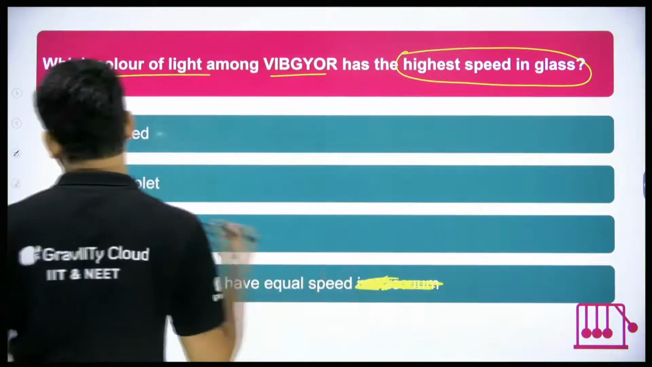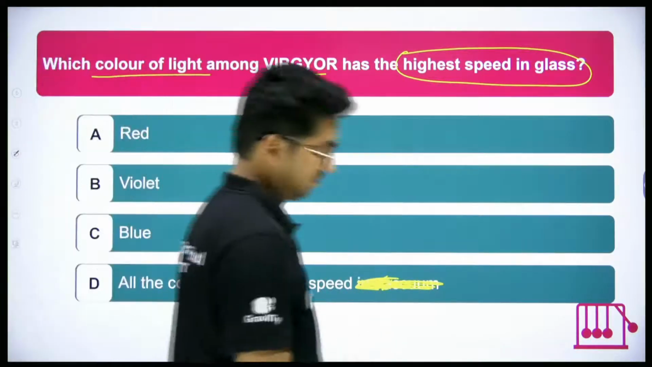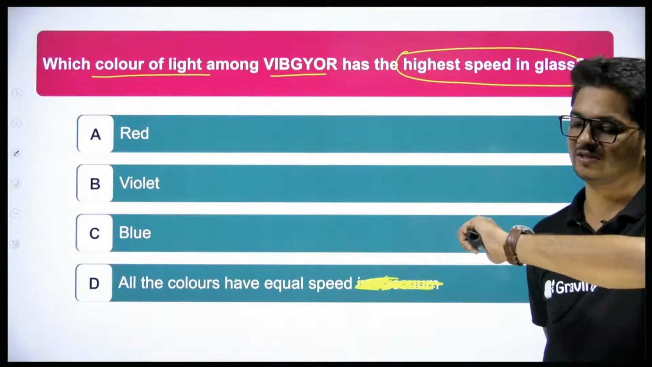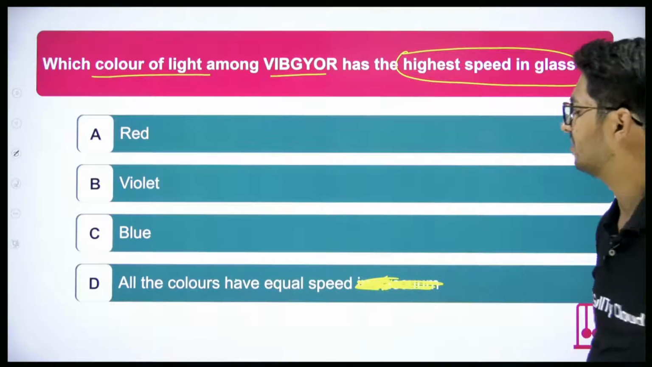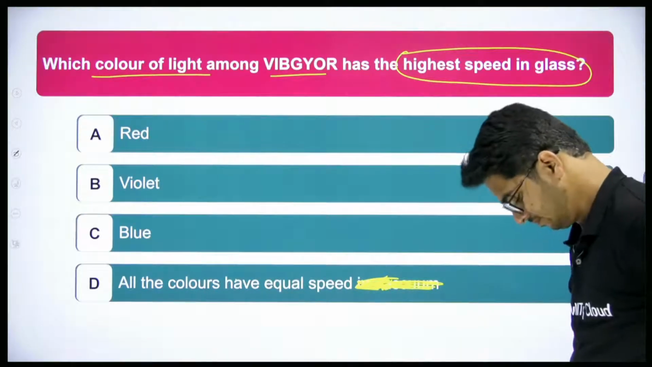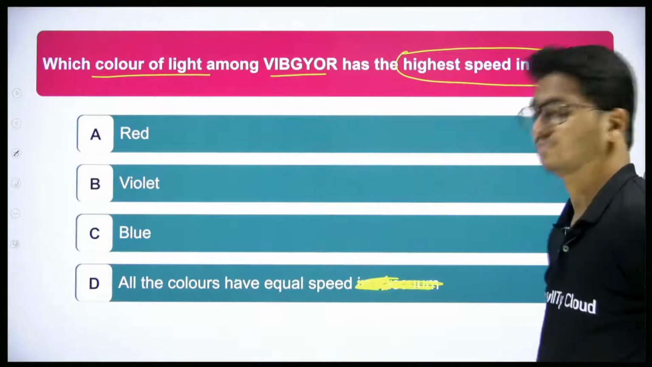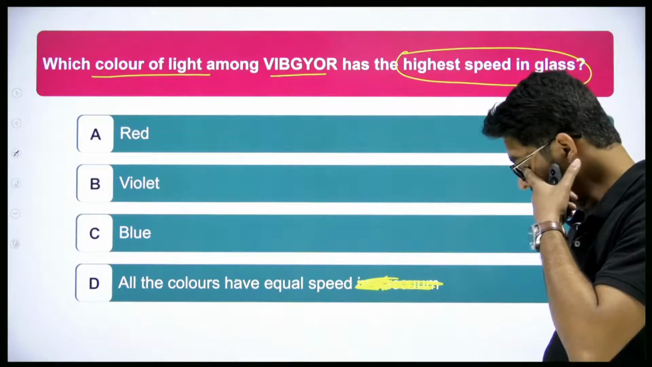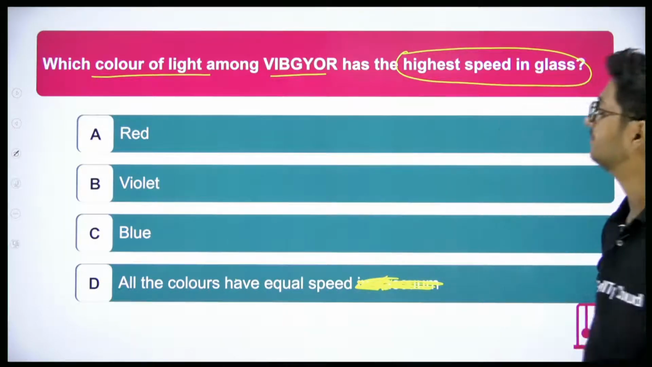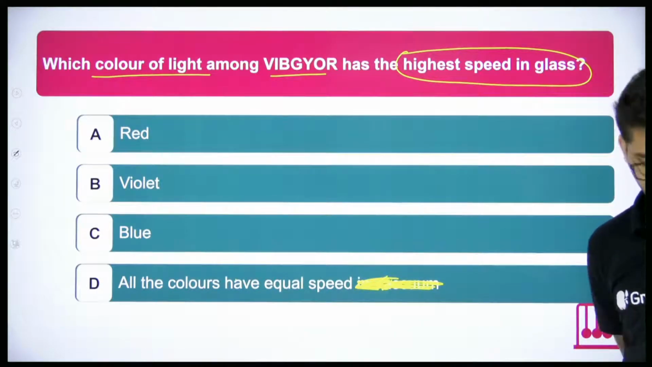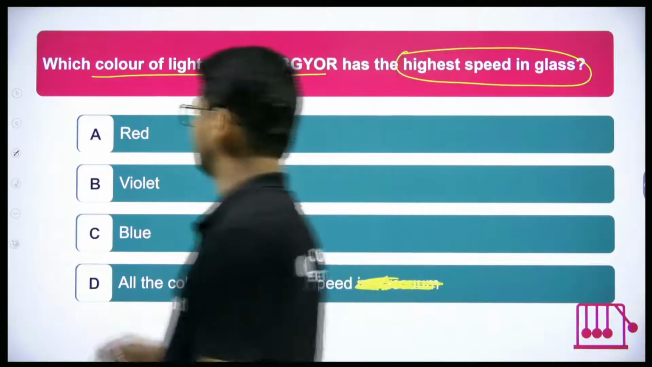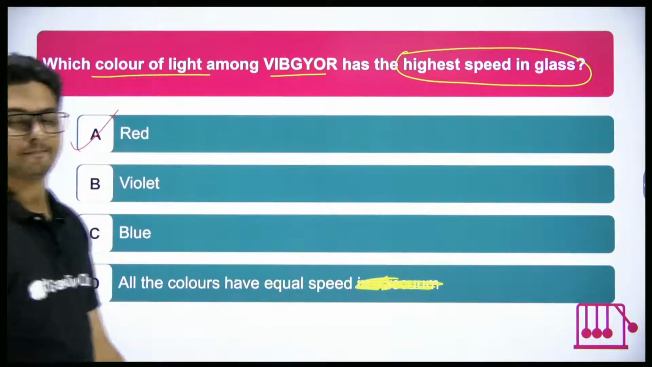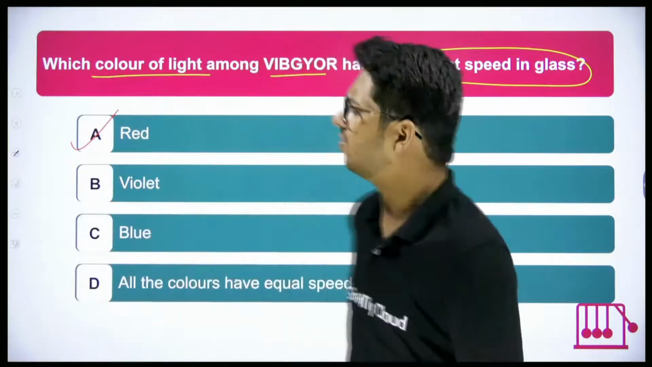So A, B, C and D. Please tell, which of them has the highest speed? I'll give you some time to think. 15 seconds. Think about that. And the answer is red color. Now how come it is red? I'll explain.